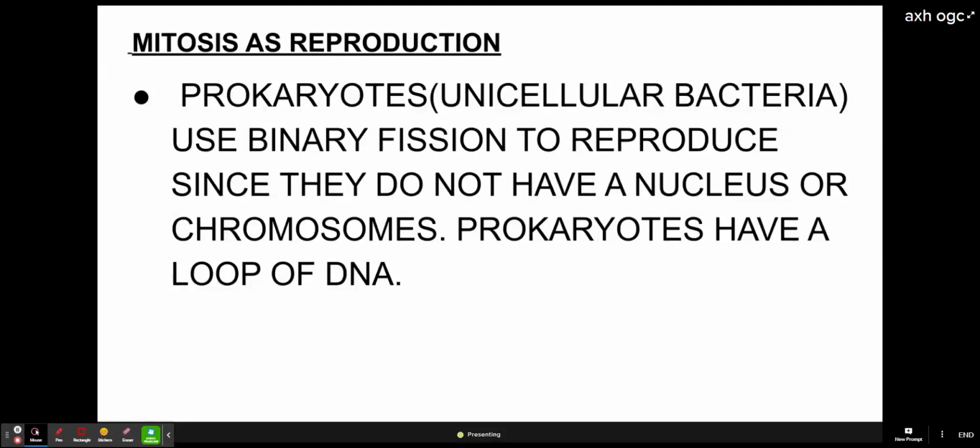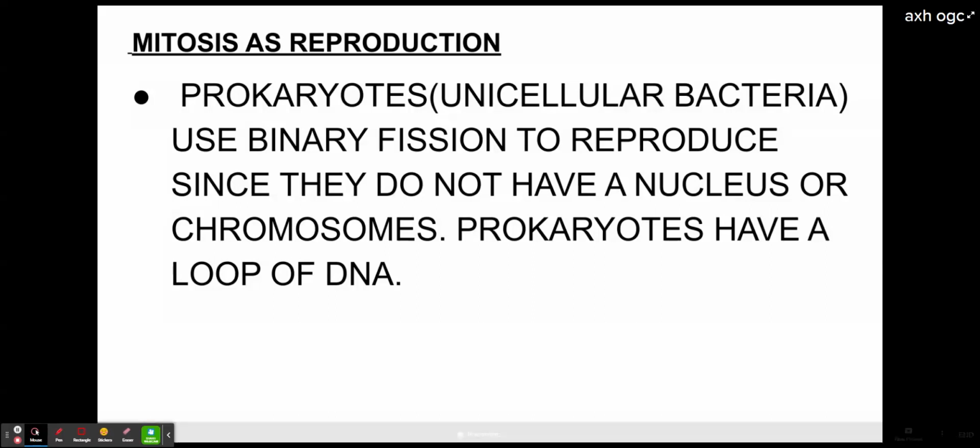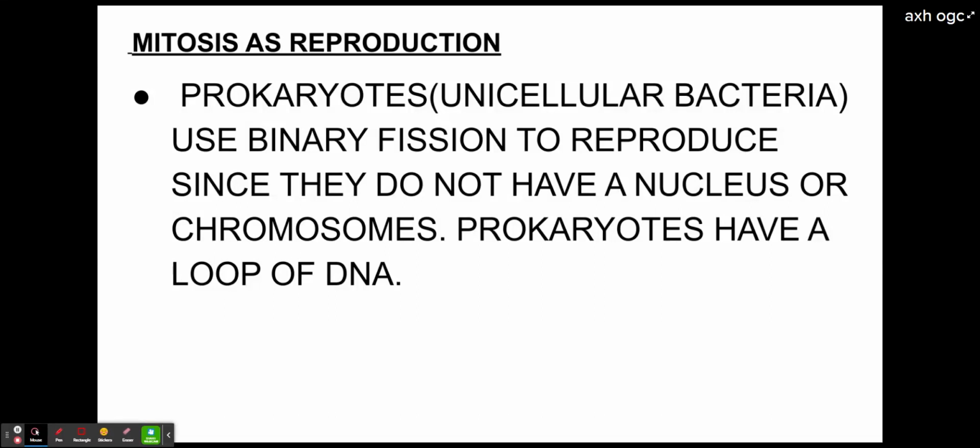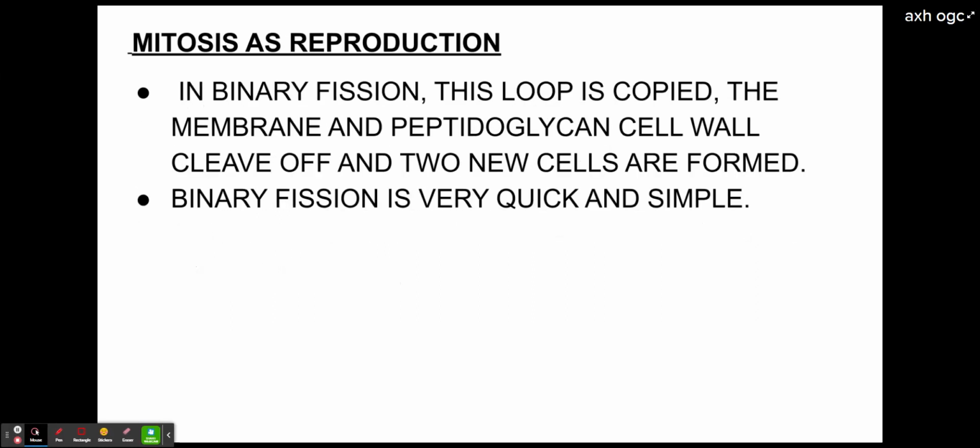Now, prokaryotes can't undergo mitosis, as we talked about in the last section, because they're unicellular. Prokaryotes have no nucleus, so you can't dissolve a nucleus, and you can't move chromosomes around when you don't have chromosomes, because they have a single loop of DNA. So prokaryotes undergo binary fission, and that's their way, akin to mitosis, to produce 2 genetically identical cells.